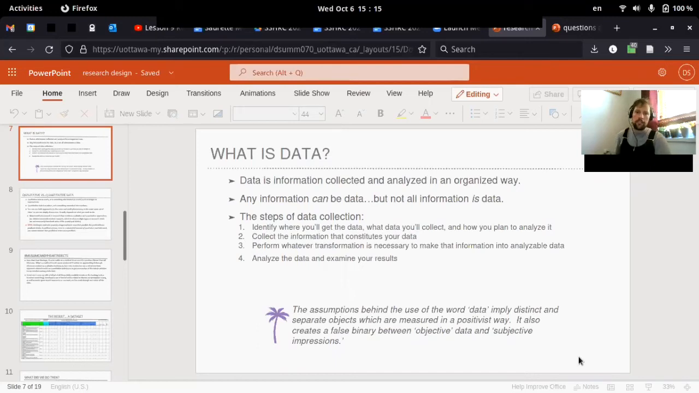So data is information collected and analyzed in an organized way. Any information can be data, but not all information is data. So what does this mean?